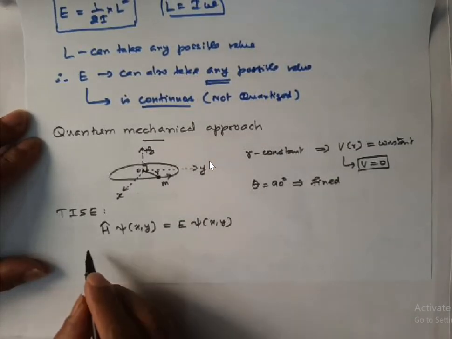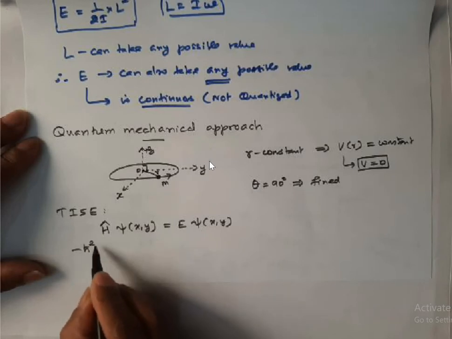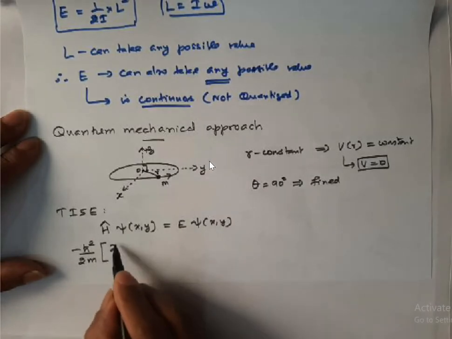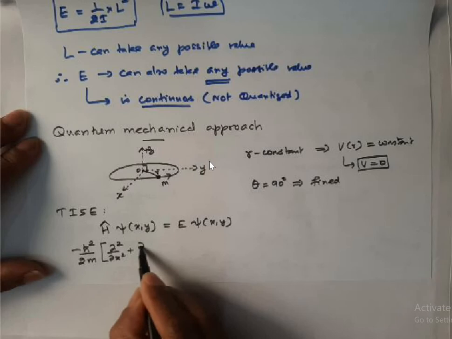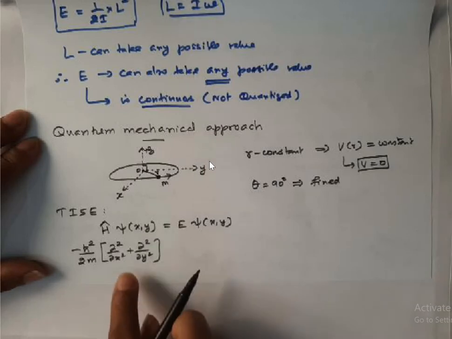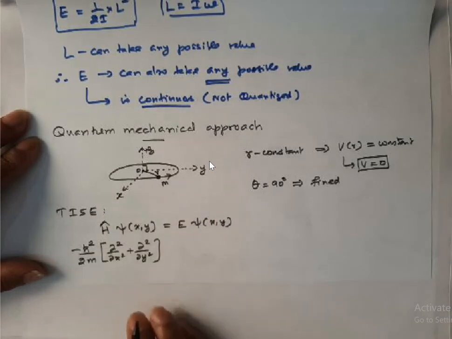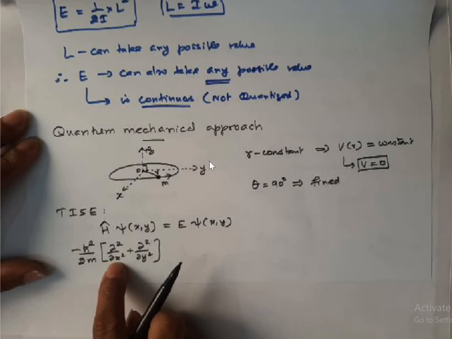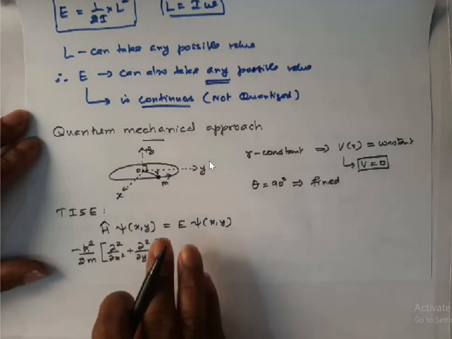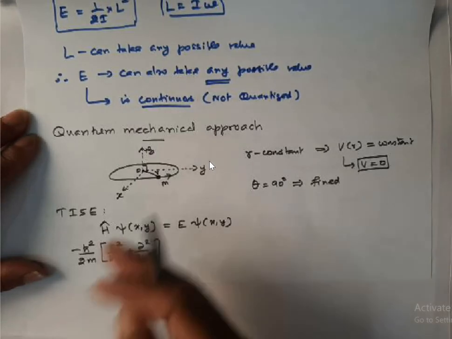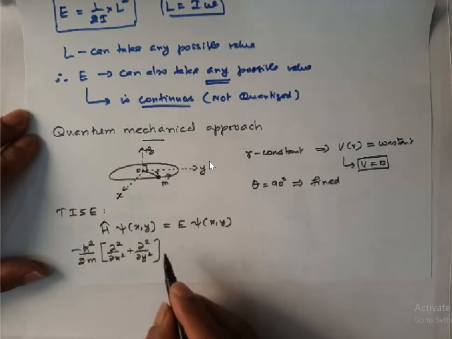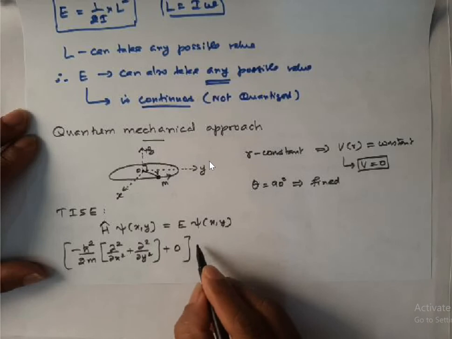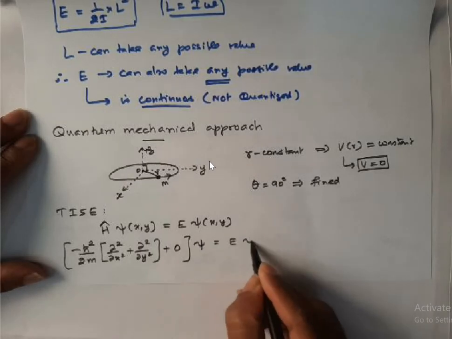H is the Hamiltonian. The Hamiltonian can be written as minus h bar square by 2m, where m is the mass of the particle, into dou square by dou x square plus dou square by dou y square. Since the particle is restricted to move only in the xy plane, we should take only this operator, that is the second derivative of x and the second derivative of y. You should not include z because z is constant here. In Cartesian coordinates z is constant. Into the potential energy, we have assumed the potential energy is 0 for this problem. So the potential energy is 0, into psi equal to E into psi.